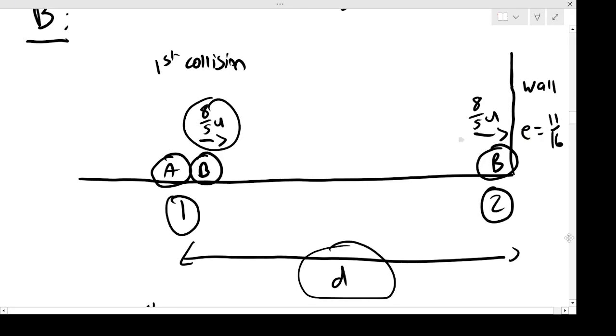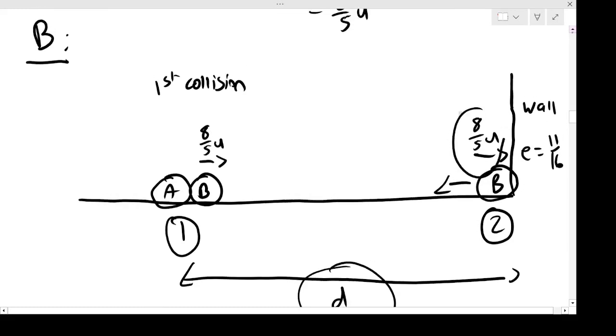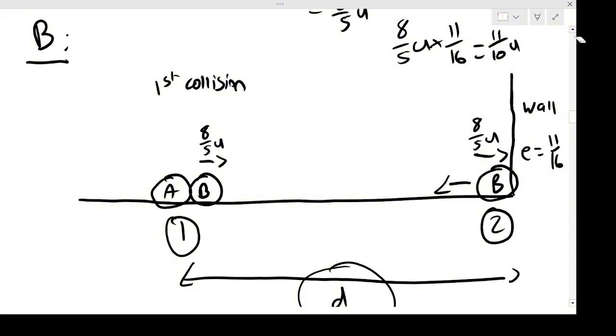Now, we want to consider when B then bounces off the wall. So B at point 2 is going to leave the wall. Well, if E is 1/16, the rebound speed is going to be the initial speed 8/5 u times 11/16. So the speed after it bounces off the wall is going to be 11/10 u. Okay. And so there we are.